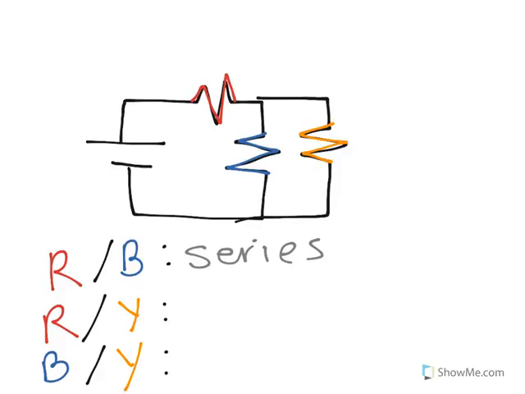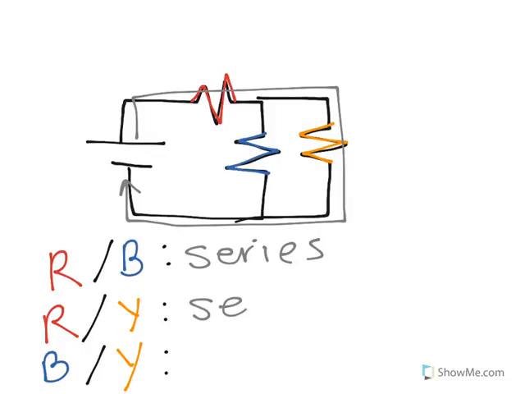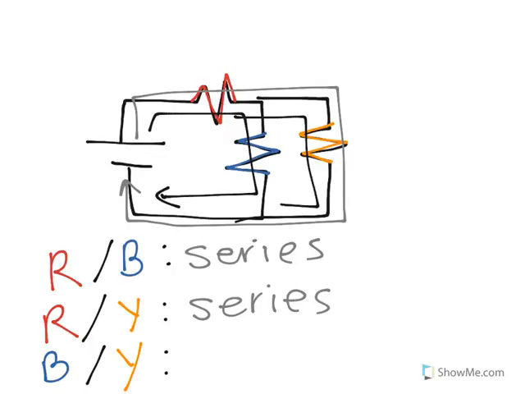Now let's look at red and yellow. Same thing. You can go right from the red through the yellow and back to the negative terminal. So those are also in series. Now if you're looking at the blue and the yellow, there's no pathway that they could both take. If you go through one, you can't go through the other. So those two are in parallel.